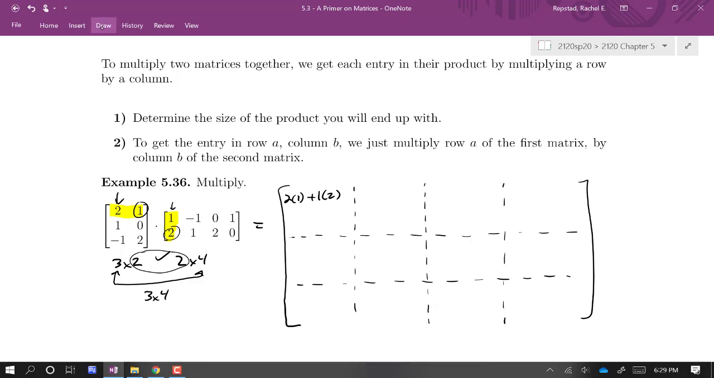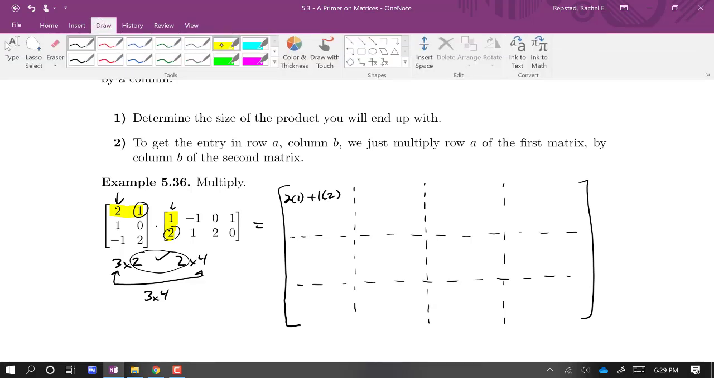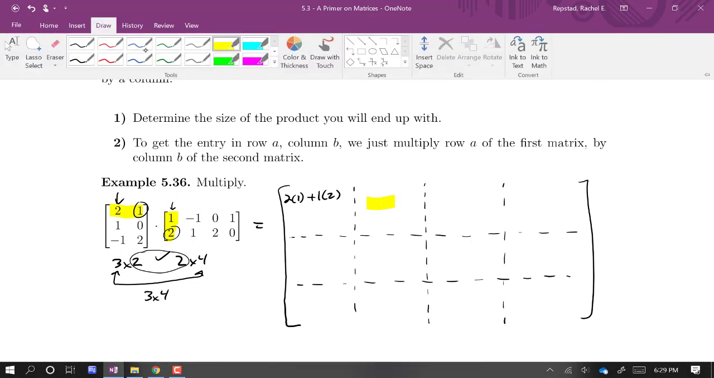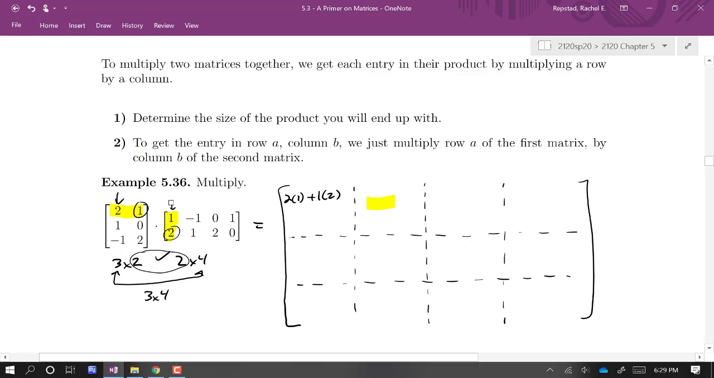Moving over to the next entry, that's first row, second column. I'm going to do what we did before, only with the first row multiplied by the second column. So this is 2 times negative 1 plus 1 times 1.